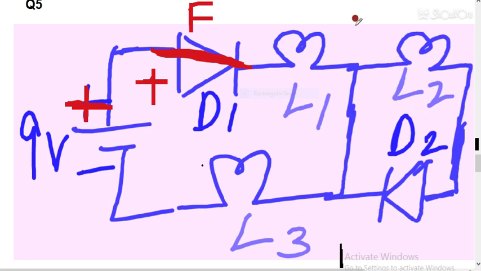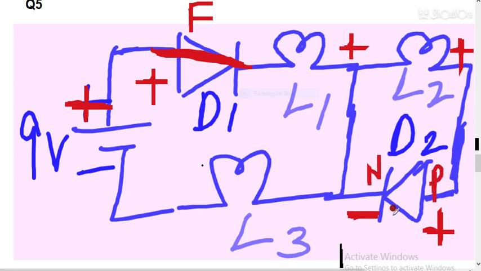Rest is this one, so some positive voltage will appear here and this positive voltage will go here also. So this P side is connected to positive voltage, and this is the negative voltage, so negative voltage will come here. That means P side is connected to positive and N side is connected to negative, so this diode will also be forward biased. If you do 2 or 3 questions, it will be more clear how the diodes are forward and reverse biased. So I hope this is clear.